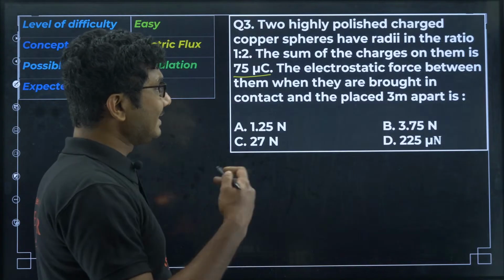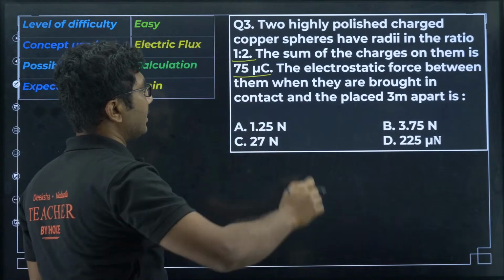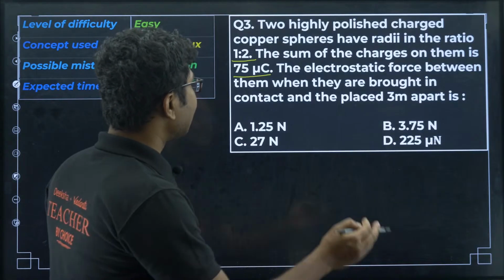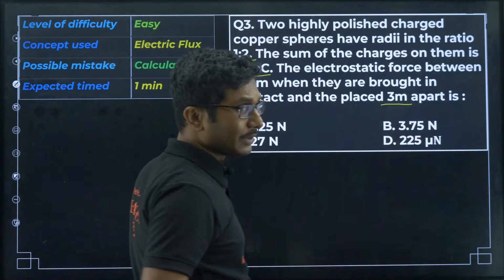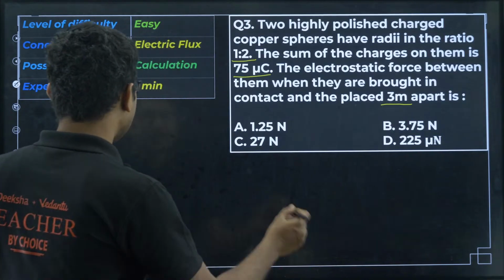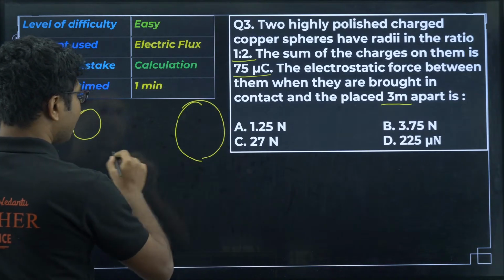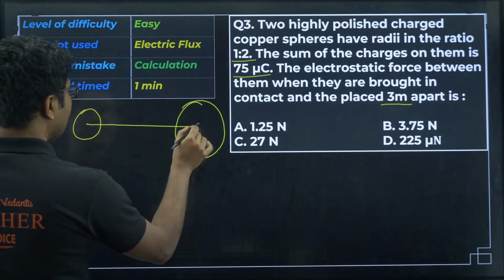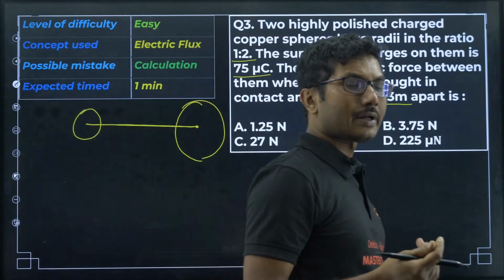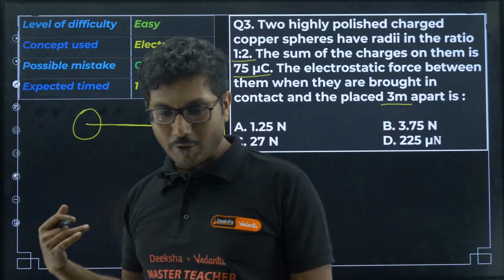Now in this case, if it was a potential related question, then this ratio would have mattered. The distance between the centers is 3 meters. They are brought in contact and then placed 3 meter apart, meaning the distance between the centers. Definitely the radius should not play any role, even though one is bigger and one is smaller. It only depends on the charges, right? They have asked for the force, so whenever they are kept at a distance like this, radius is not important.